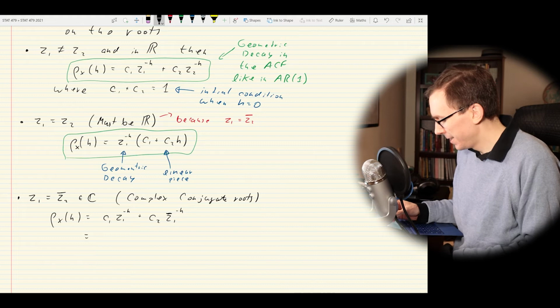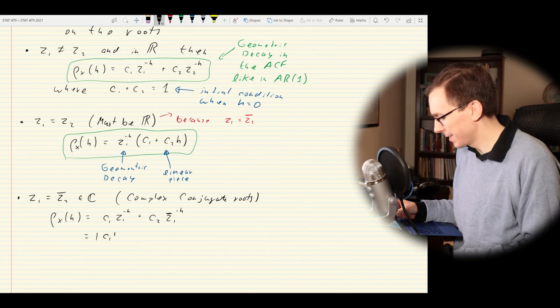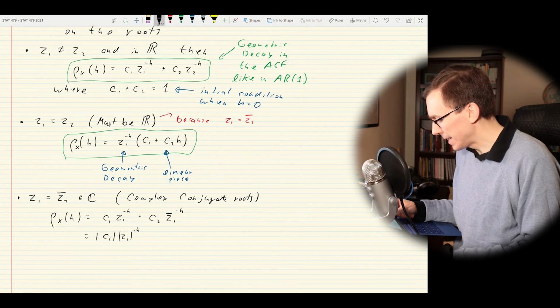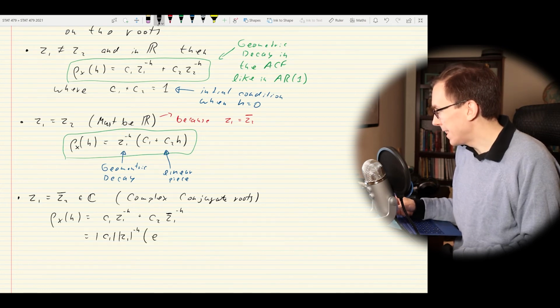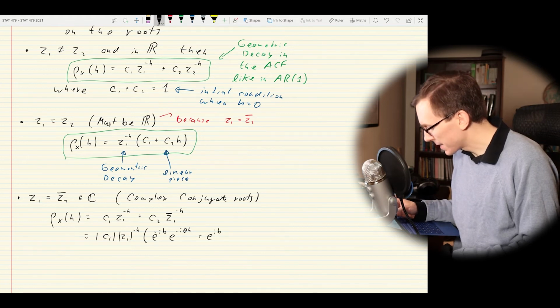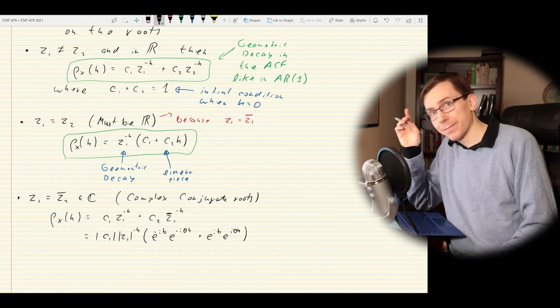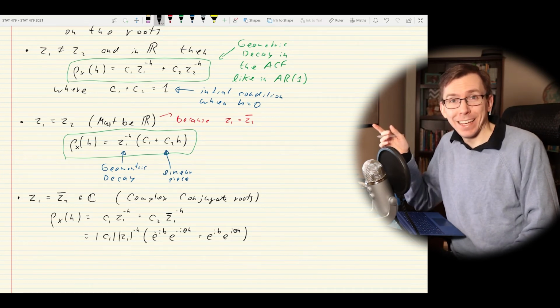And if we do some complex number manipulation, what we end up with is something that's going to look like C1 times the magnitude of Z1 to the minus h. And then on the inside here, we're going to have something like e to the i b, e to the minus i theta h, plus e to the minus i b, e to the plus i theta h in the exponent. And we can write that down in terms of a trig function.